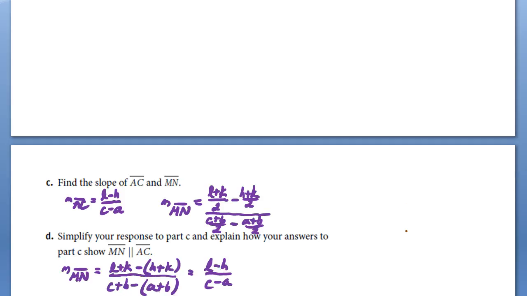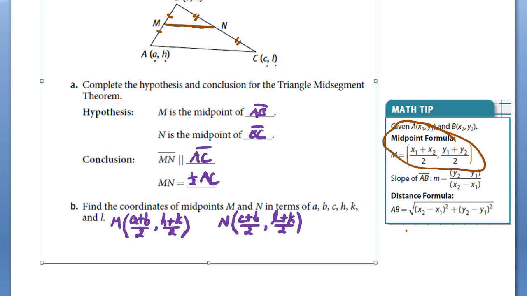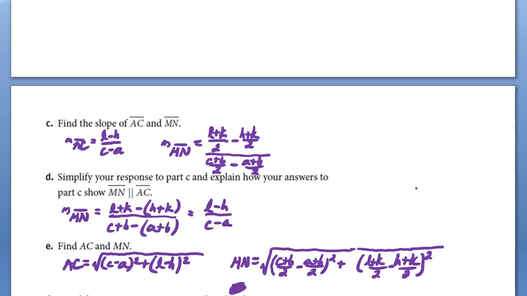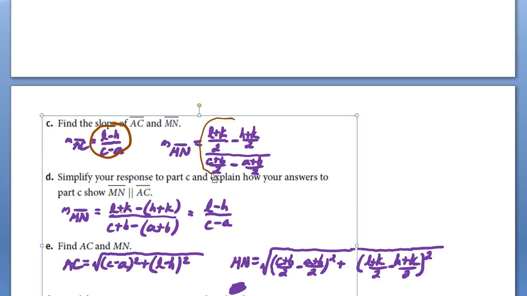Question C, find the slope of segment AC and MN. To do this, I've used the slope formula. Does the slope formula look familiar to you? It's over here in the green box. Subtract the y coordinates to find the rise. Subtract the x coordinates to find the run. Rise over run. Does that formula look familiar? Again, we have variables instead of numbers to fill into these positions. When you fill in those variables, the slope of AC turns out to be this expression, and the slope of MN turns out to be that expression.